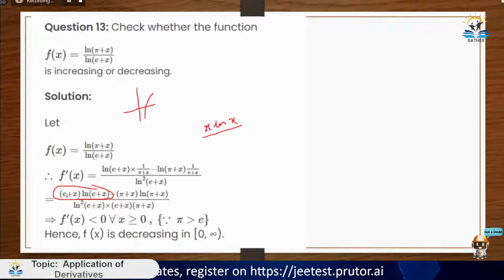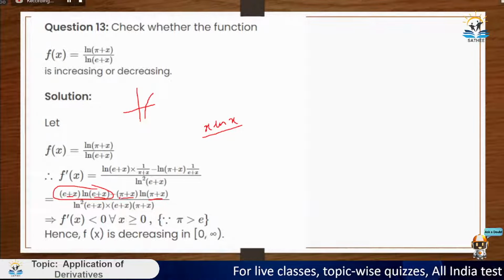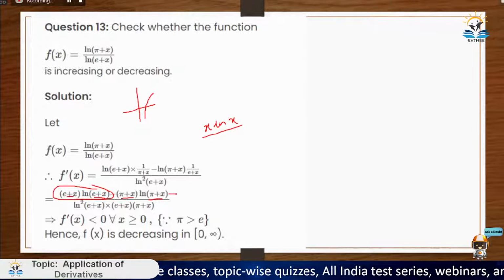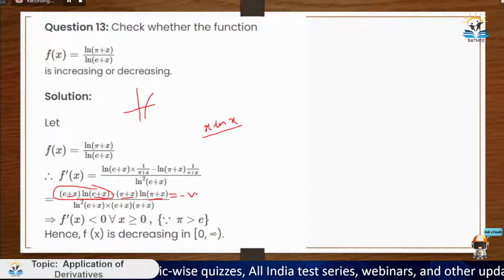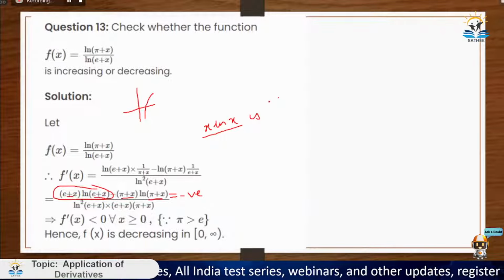And you know that x is an increasing function, ln x is an increasing function. So increasing into increasing is an increasing function only. And so basically this is increasing function. And the value of e plus x would be greater than pi plus x. So basically, no, e plus x value would be less than pi plus x. So basically what I'm saying is e plus x is less than pi plus x. So this thing is numerator is negative. Okay? Because my x ln x is increasing function.